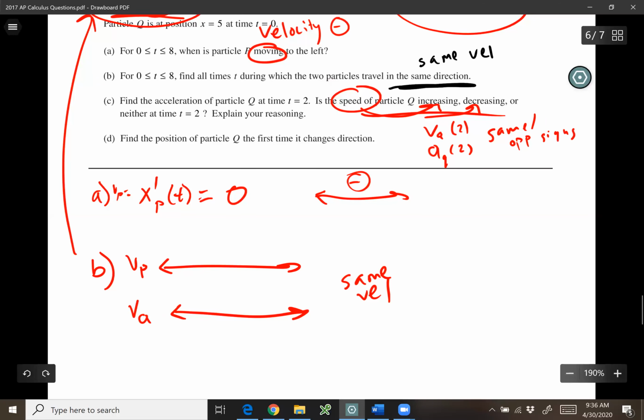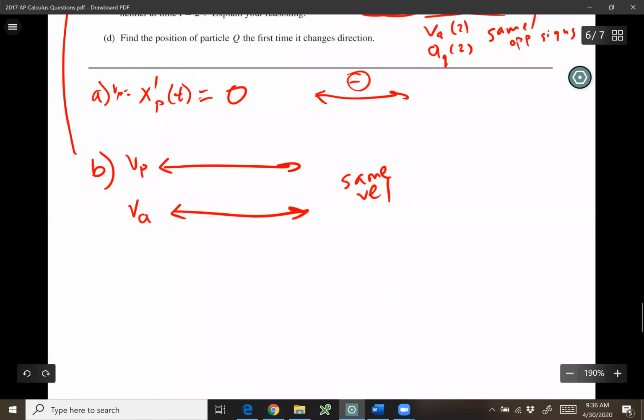And D, find the position of Q the first time it changes direction. Okay. So find the position of particle Q the first time it changes direction. So what we're going to need to do first is figure out what is the first time it changes direction, and then find the position of that. So in D, the first thing would be, when does it first change direction?